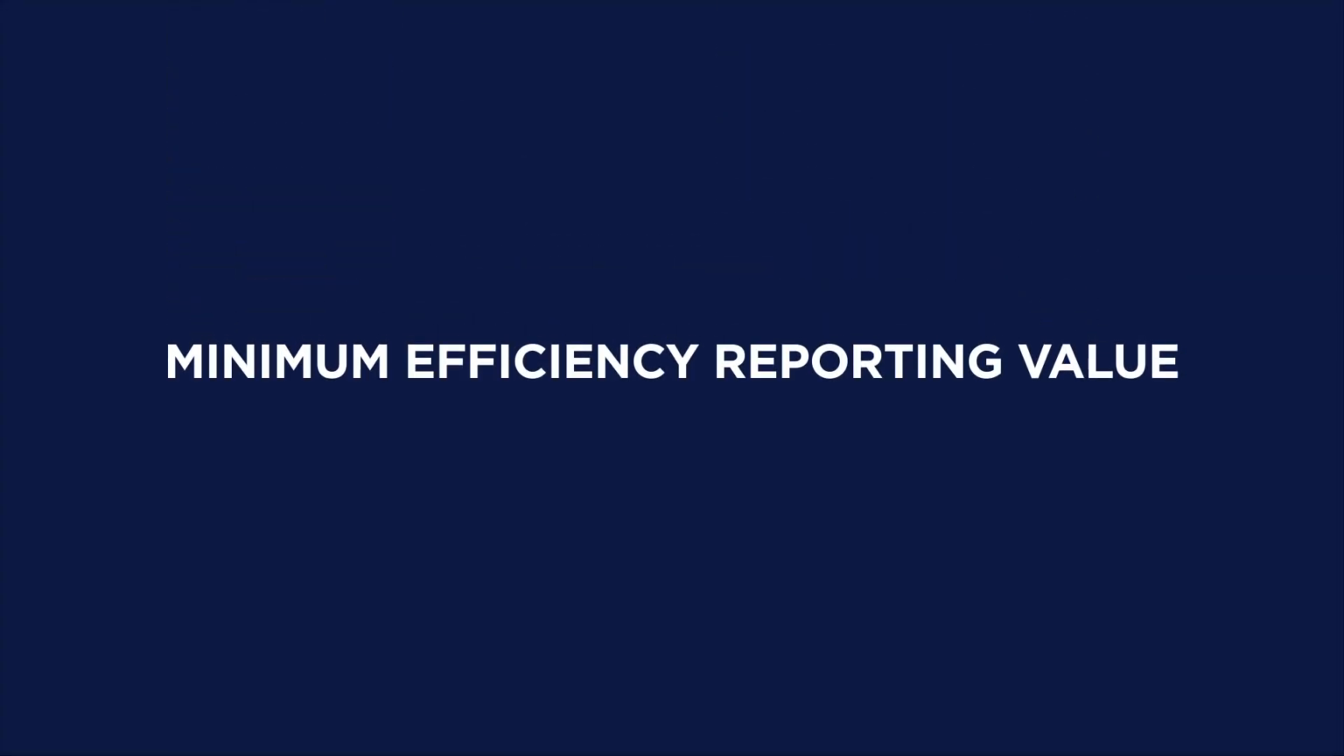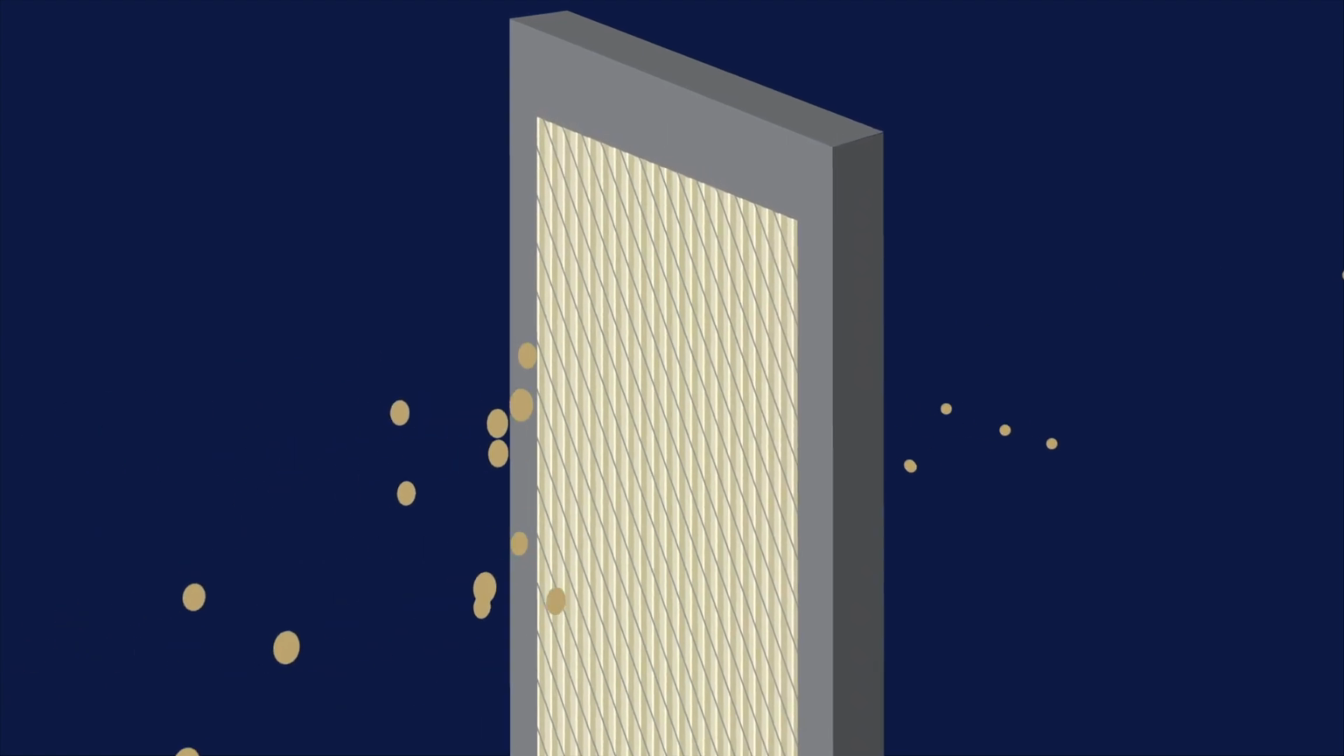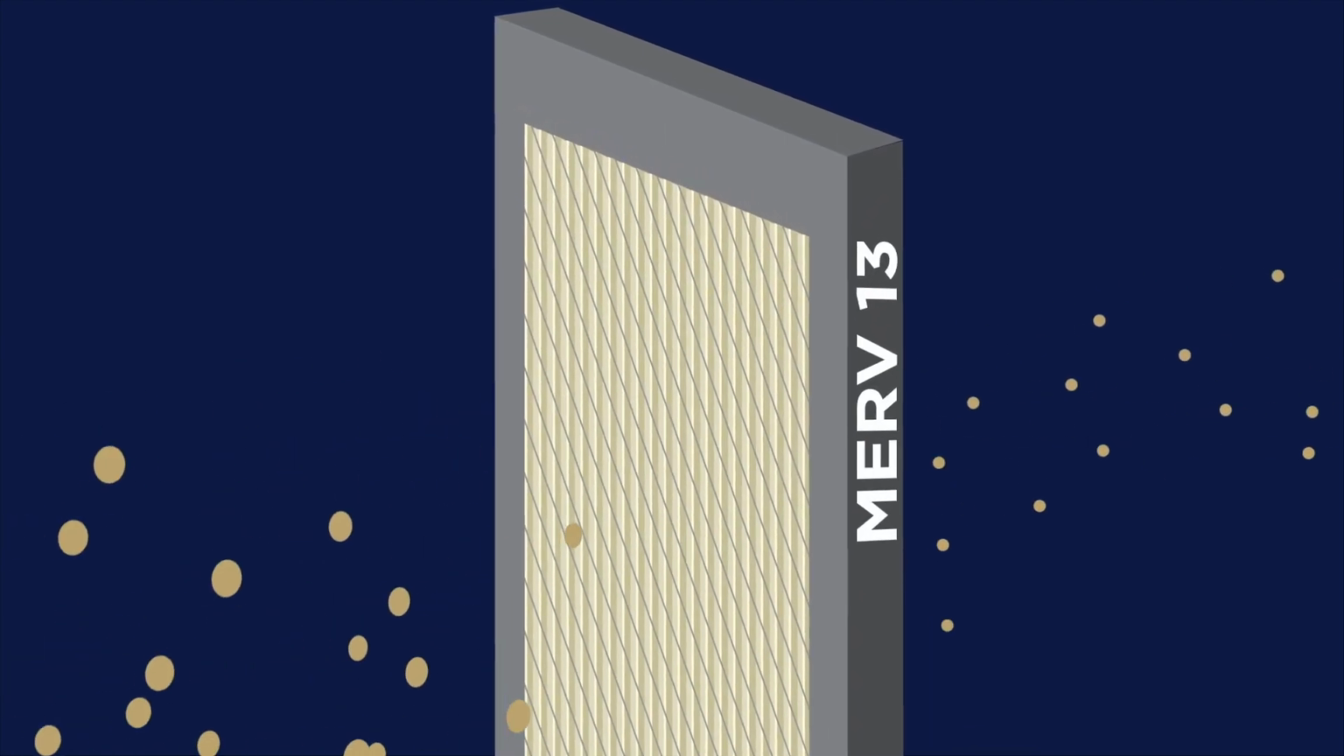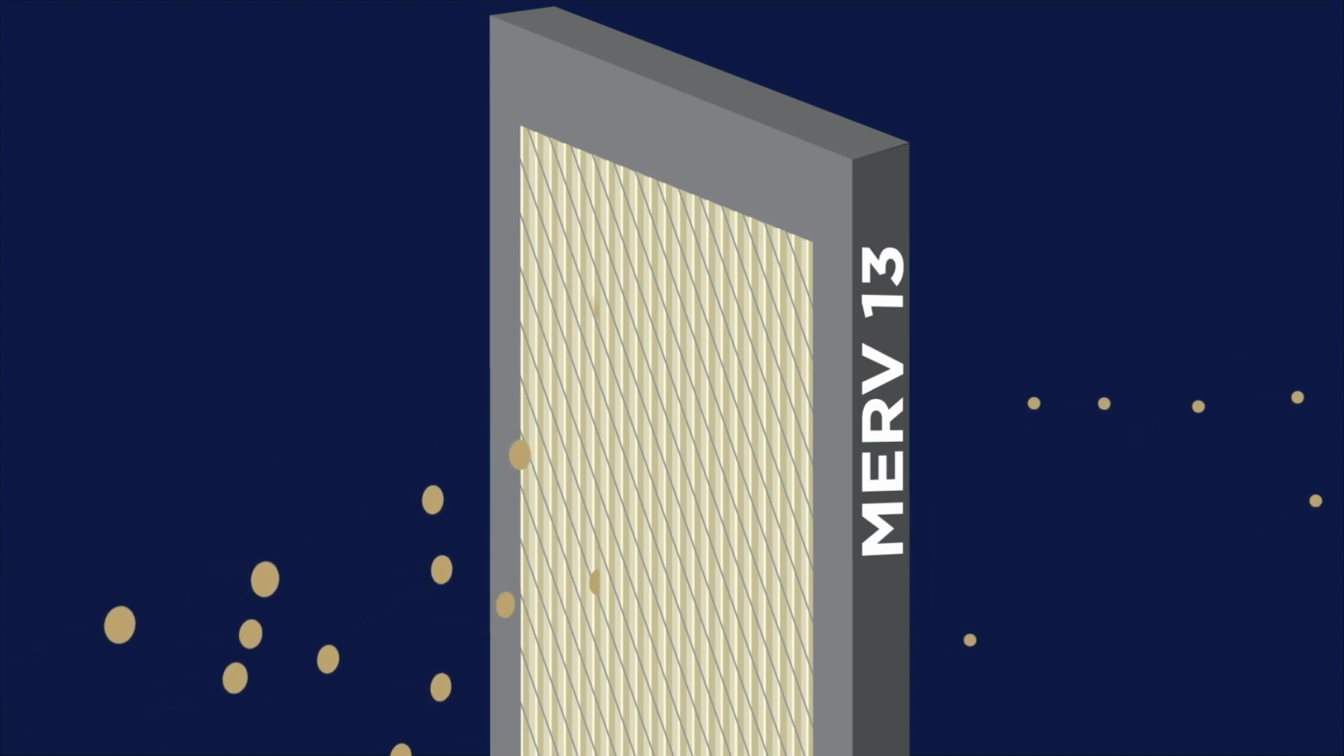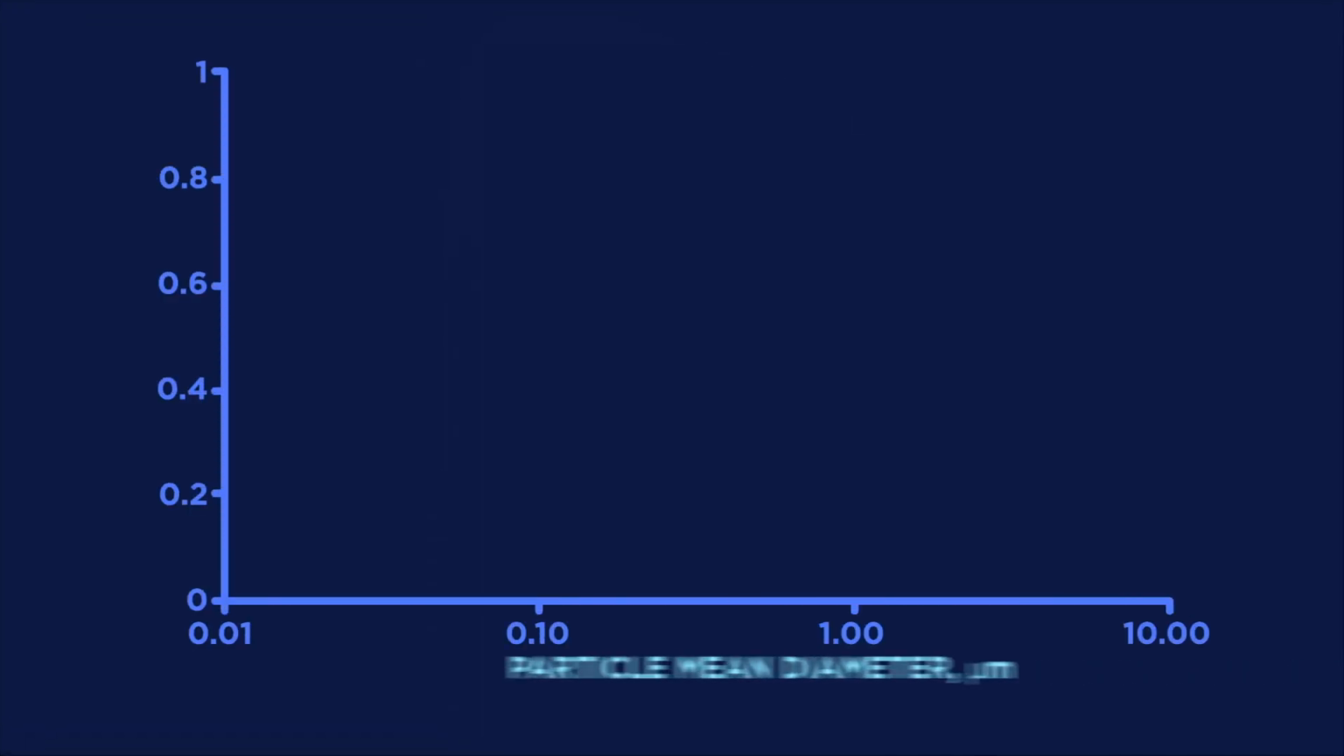needed. The performance of a filter is defined by the minimum efficiency reporting value, or MERV. Filters with a higher MERV rating remove a greater fraction of small particles each time the air passes through them. The MERV rating is printed on the side of a filter. Let's look more closely at what a MERV rating means.